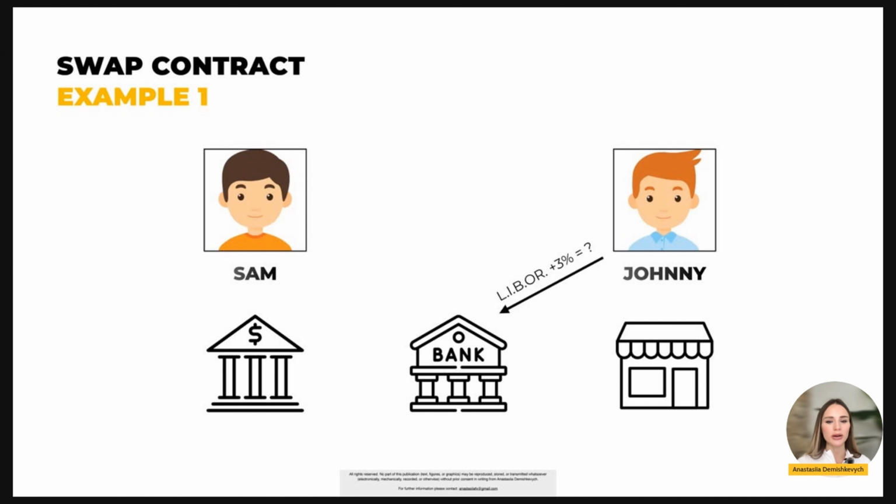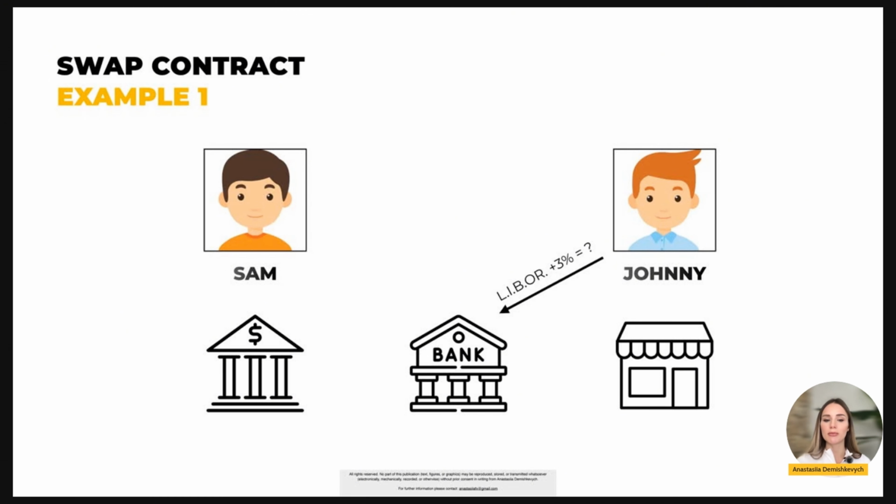Fast forward 20 years, and Johnny now owns a local store, while Sam has become an investment banker. Johnny takes out a loan with an interest rate of LIBOR plus 3%, which would be quite manageable, except that LIBOR is a floating rate, meaning it changes. LIBOR is essentially the interbank lending rate that fluctuates daily, affecting the cost of borrowing. As a result, Johnny never knows exactly how much interest he'll owe each month to the bank.